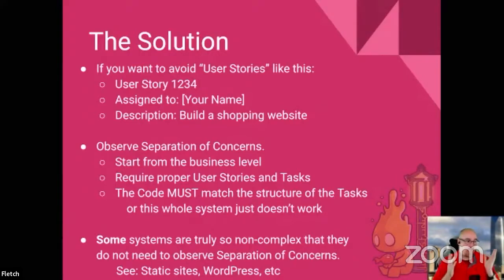So the solution, if you want to avoid a user story like this that says it's assigned to you, build a shopping website. If you want to avoid that, what you need to do is make sure you're observing separation of concerns, and you start from the business level. Start by telling them, hey, this isn't good enough. You need to break this down into minimally viable products, deliverables that we're going to call user stories, and then I will help you separate into tasks, and we'll have these different work. You need to start this from the business mentality, or if you are a business person watching this, thank you for coming and watching this.